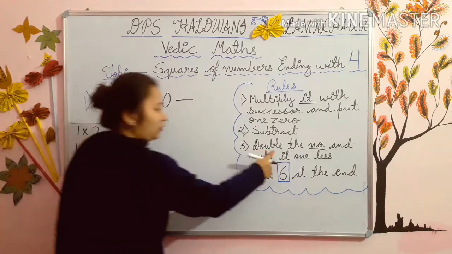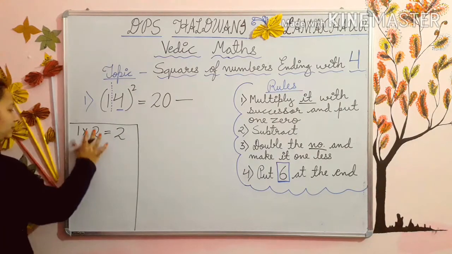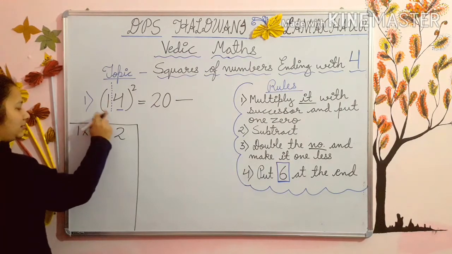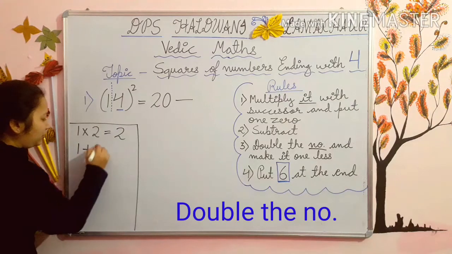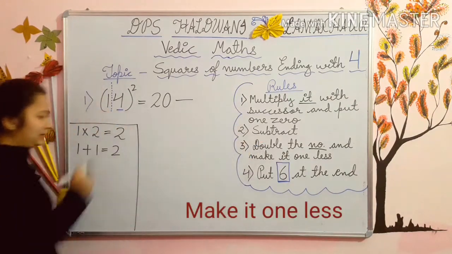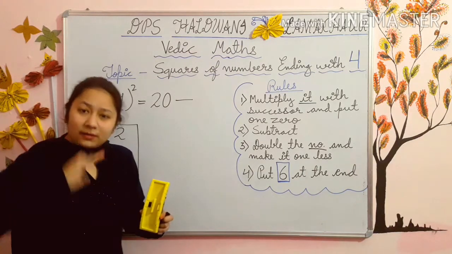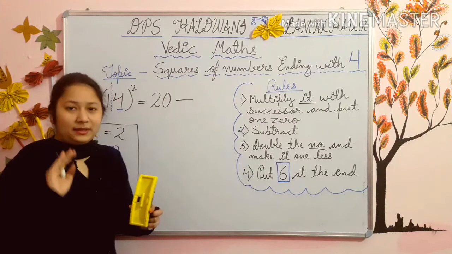So first of all, you have to double the number. Now double the number means you have to double this number. So double means 2 times. I am adding it. It's 2. And make it 1 less. Make it 1 less means reduce it by one.